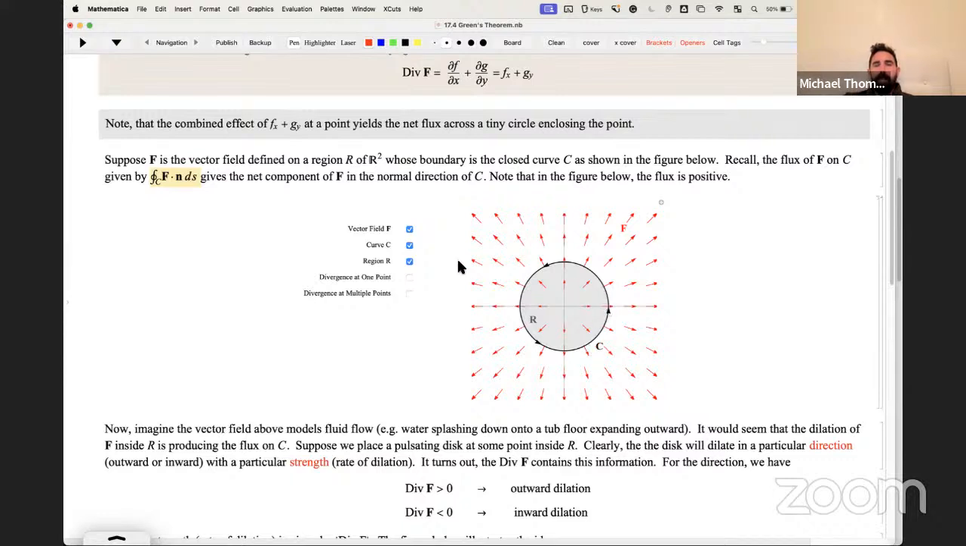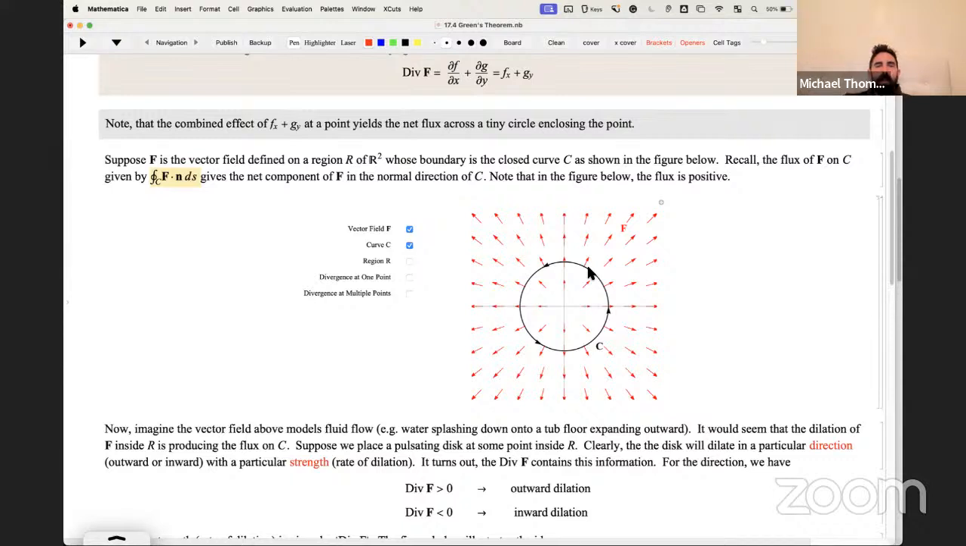So I'm just looking at the curve, not the region, right? What's the flux on the curve C? Is it positive or negative, and why? Is it positive because the vector field is pointing out? Yeah, it is. So it's because it's pointing outward.